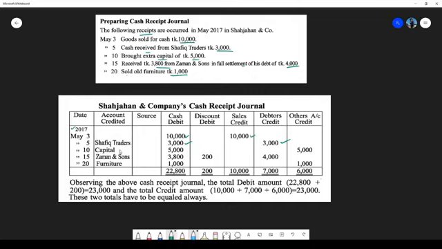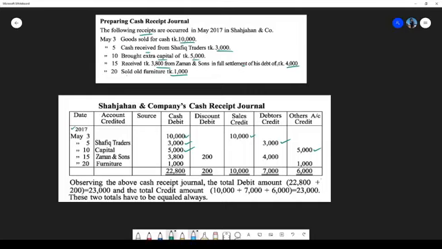Not source actually, the account credited is capital and 5,000 taka. And similarly, the other account that has to be credited is your capital account credit, right? Okay, so this is your capital. Moving on, received 3,800 taka from Zaman and Sons in full settlement of his debt of 4,000 taka.